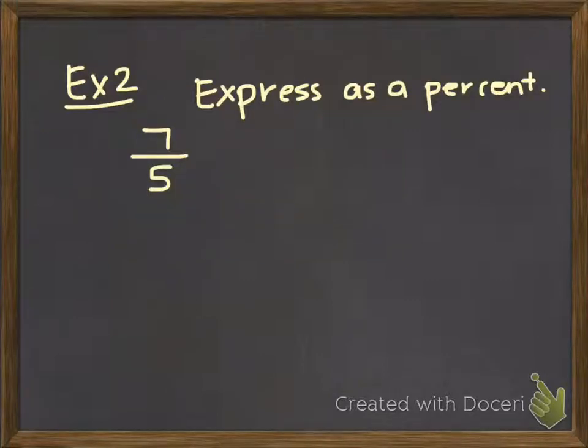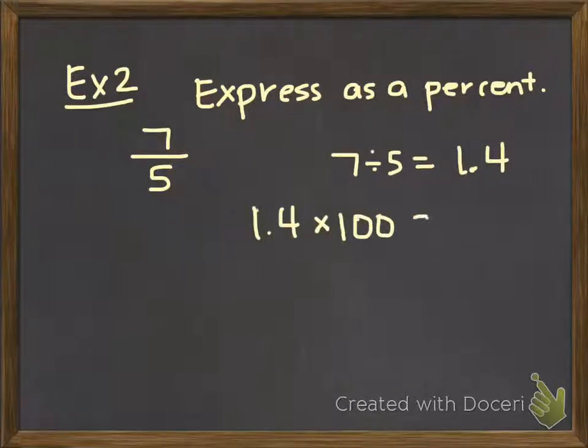Example 2, express the following as a percent. You have 7/5, so you're going to take 7 divided by 5, and you get 1.4. To change that to a percent, you multiply by 100, so 1.4 times 100 equals 140%.